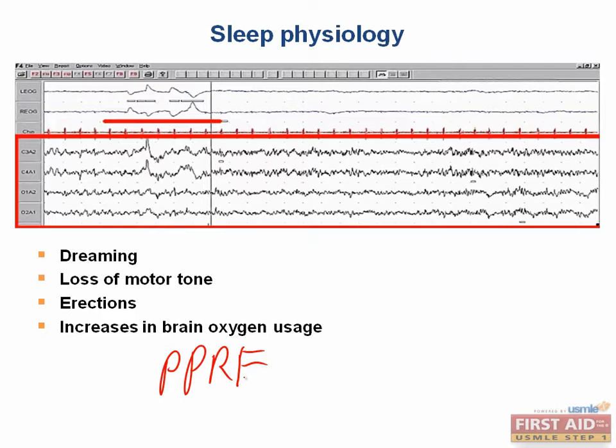Now you also will see an increased and variable pulse. You'll see variance in blood pressure as well as penile and clitoral erection. So although REM is the fourth stage of sleep, it seems like a lot of things are going on here. And that explains why the EEG waveform resembles that of the awake state.